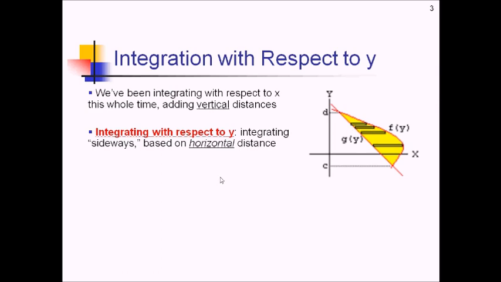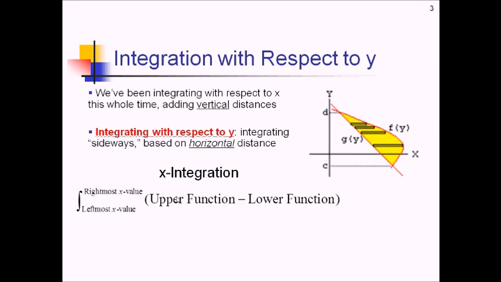To compare this with integration with respect to x, the old way of doing things, you have an integral that is going from the leftmost x value to the rightmost. We're going left to right on the bounded region. And we're doing top function minus bottom function, upper function minus lower function. And since this is a function of x that we're integrating, dx was our differential in this situation.